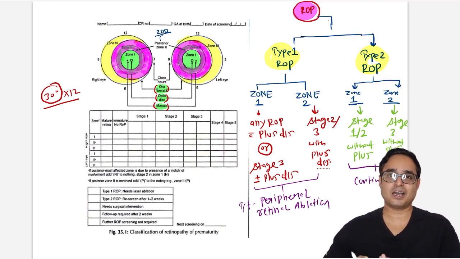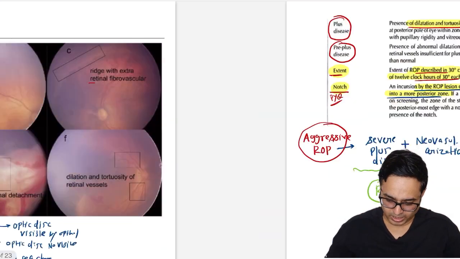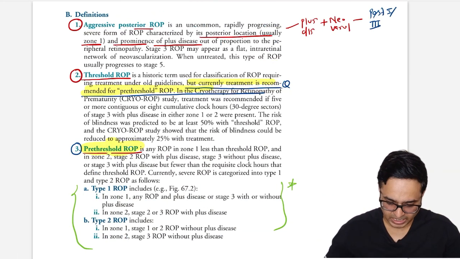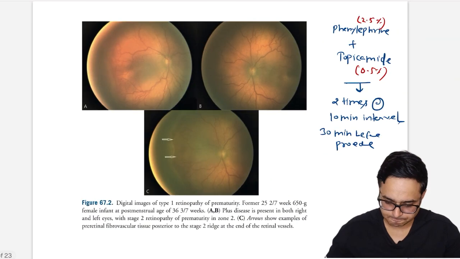Many questions can be framed in this ROP topic, and trust me, you have to revise it once again. It is basically simple, but once you understand it, it is a go-to topic for you. Okay, so going forward, we have seen pre-threshold ROP.